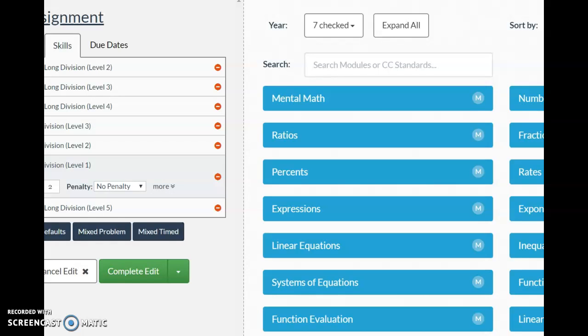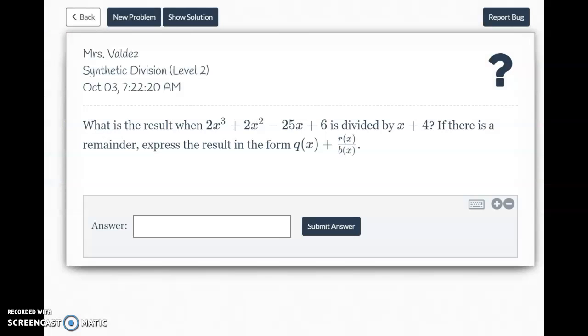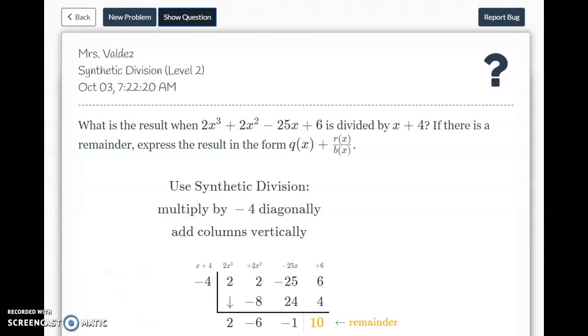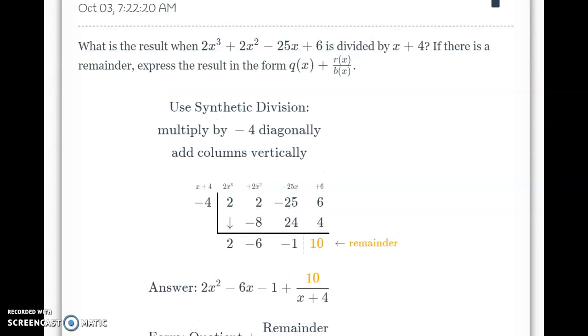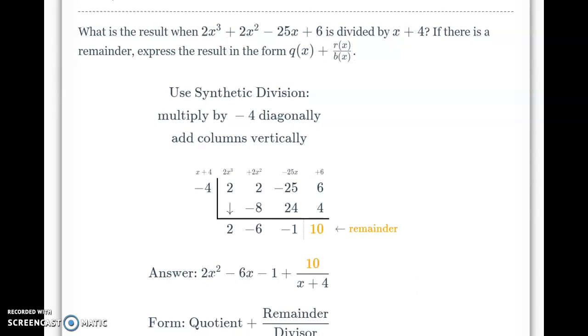All of these have no remainder. Let's try this problem set 2. Oh, there we go. Okay, so when you get this remainder, you're going to write that over your divisor. So you still do the setup the same. It's just when you get that remainder, you have to make sure that you write that as part of your answer and you enter that in. So this answer isn't just 2x squared minus 6x minus 1, but it has plus 10 divided by x plus 4.